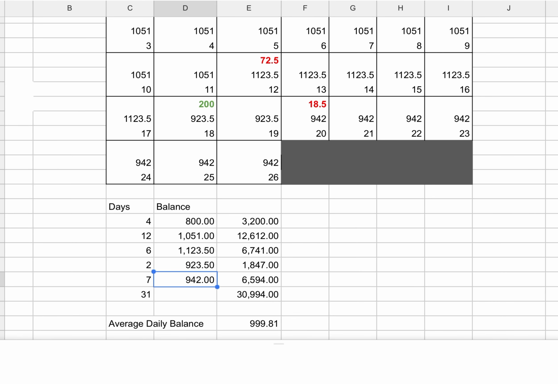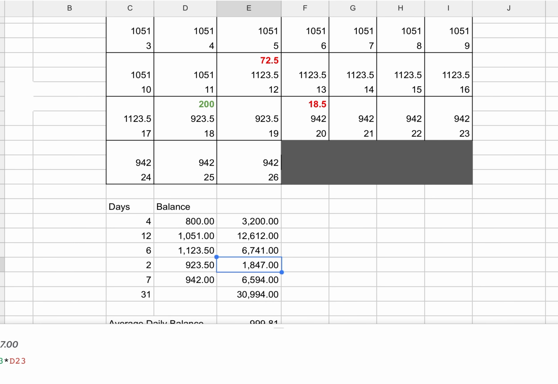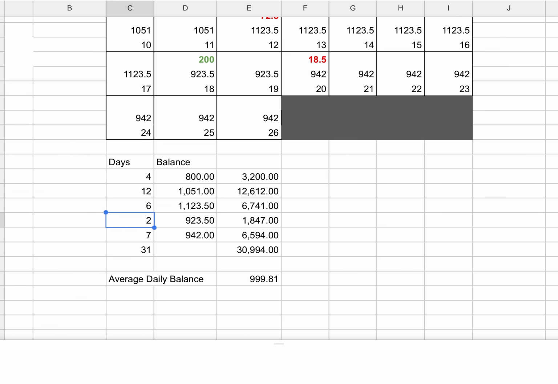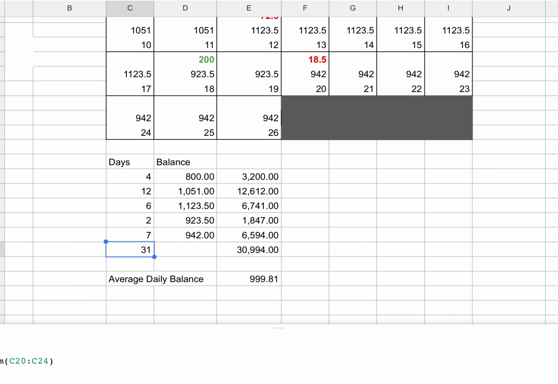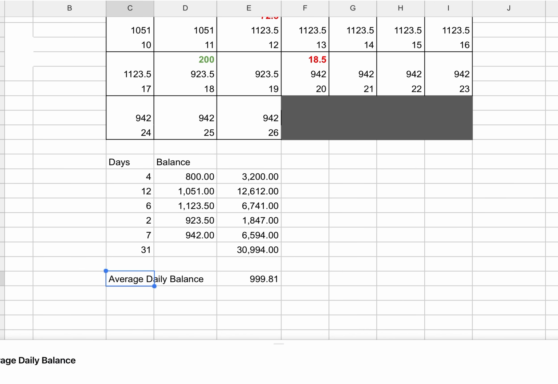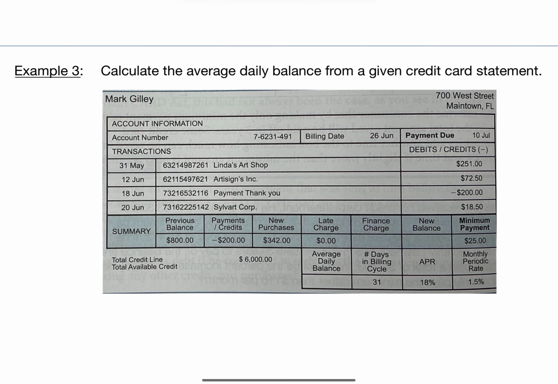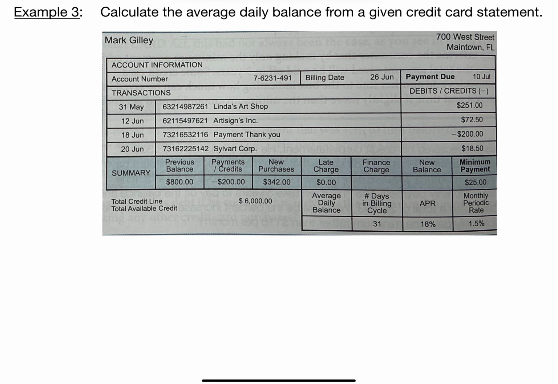Okay, so we've got all of these multiplied out, and what we do is we add them all up and we get $30,994. The number of days should add up to 31, which it does, and so our average daily balance is going to be $30,994 divided by 31, which works out to $999.81.